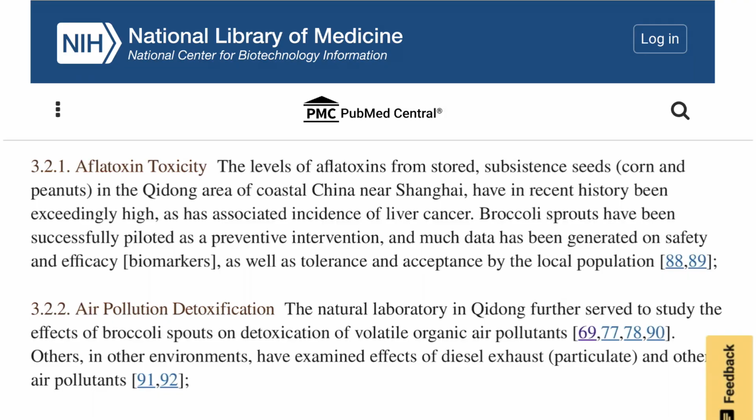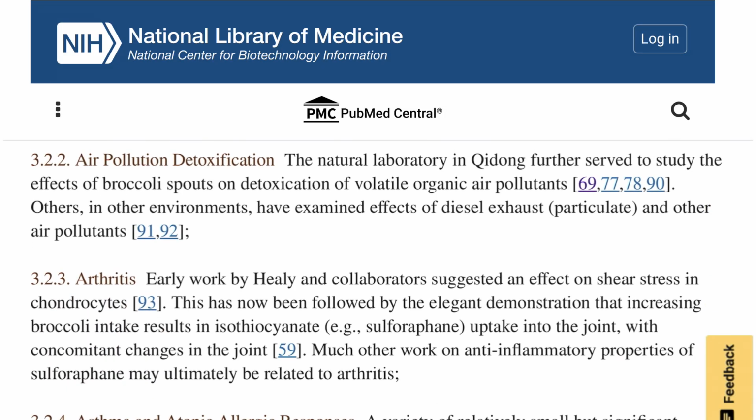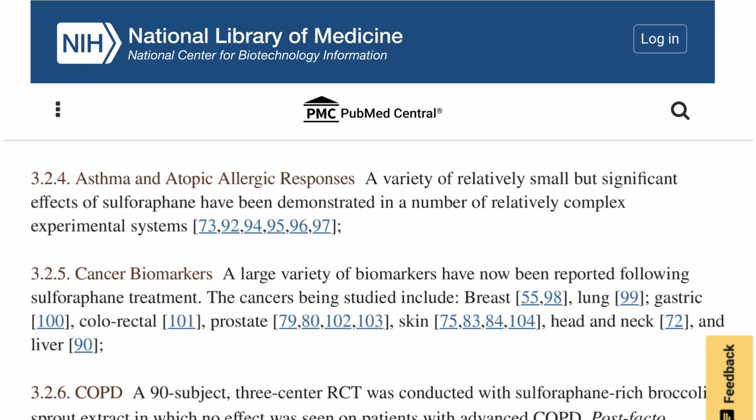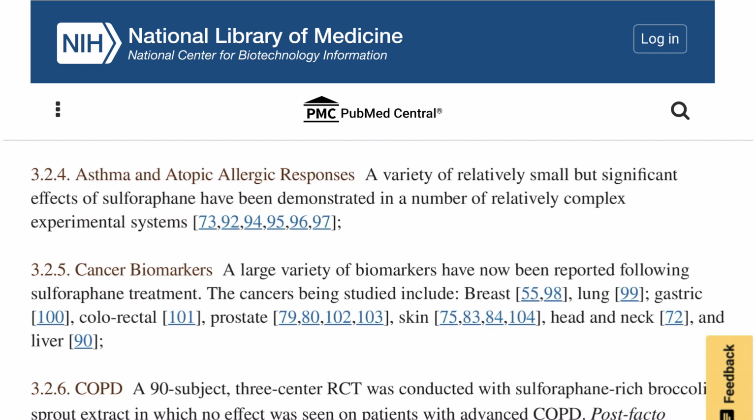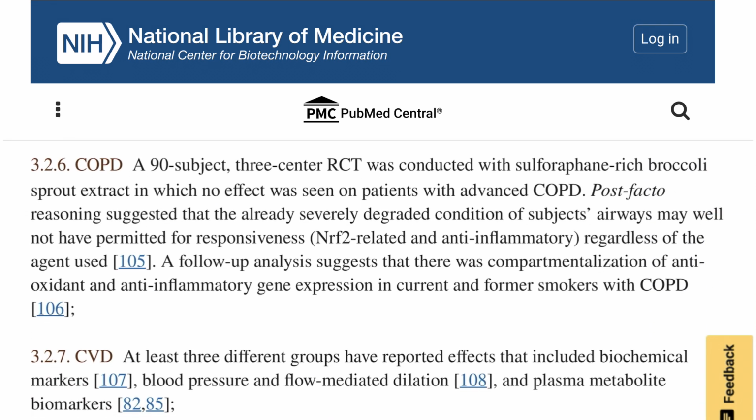The positive effects of broccoli have been noticed in asthma, atopic allergic reactions, and exposure to various air pollutants. The anti-inflammatory properties of sulforaphane exert changes in the joints, which favorably affects the course of arthritis.